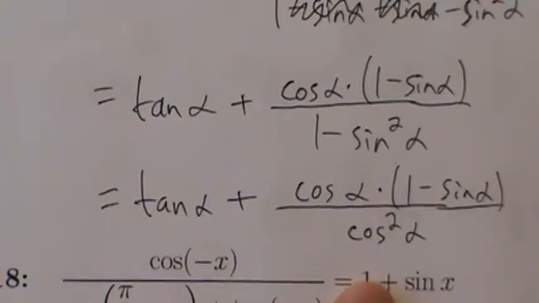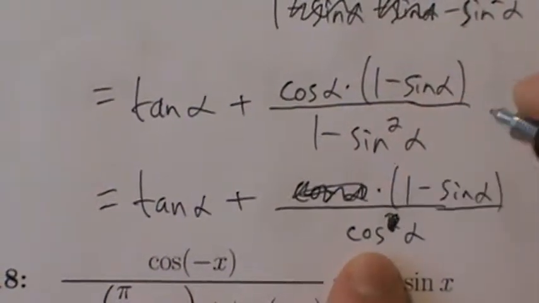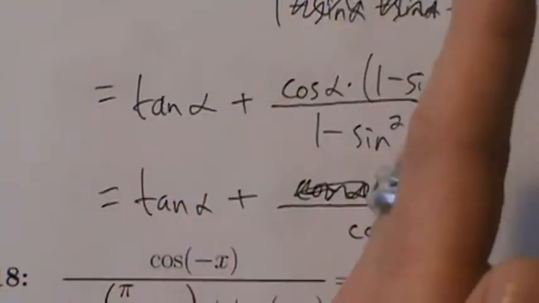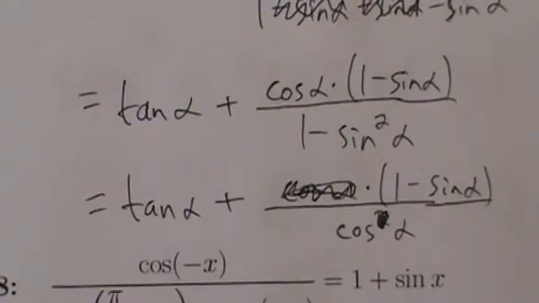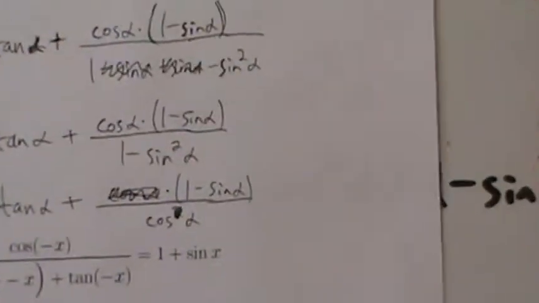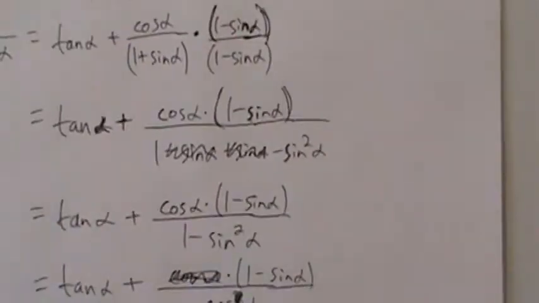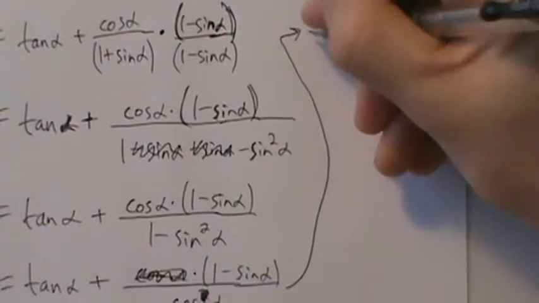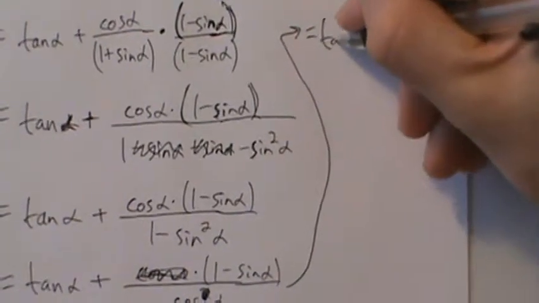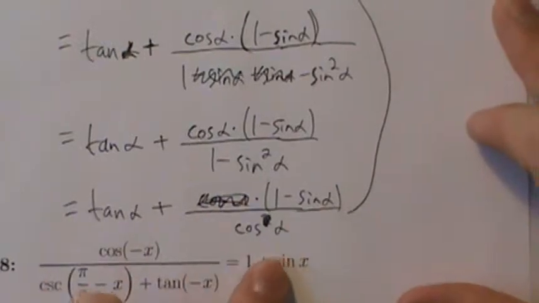So now we can cancel. Cosine of alpha cancels with one of these down here. Cosine squared of alpha is cosine of alpha times cosine of alpha, and one of them cancels with the one on top. Then what we're left with, let's zoom out a little more, first let's erase this and come up here. So then this equals tangent of alpha plus 1 minus sine of alpha over cosine of alpha.